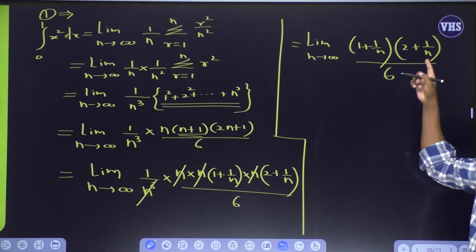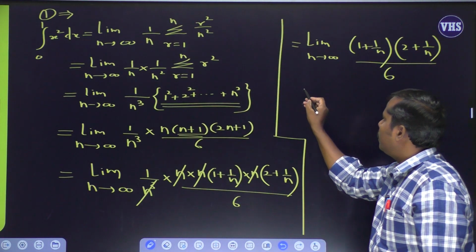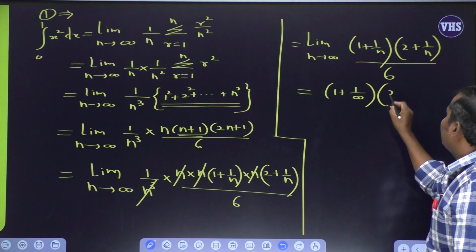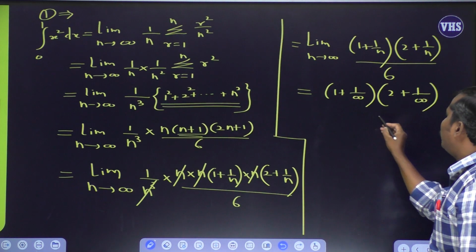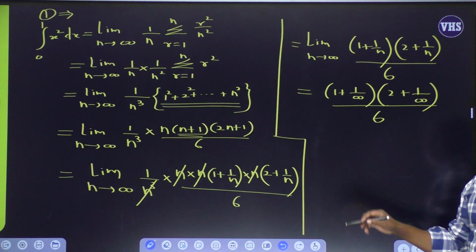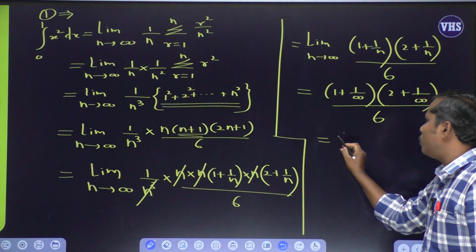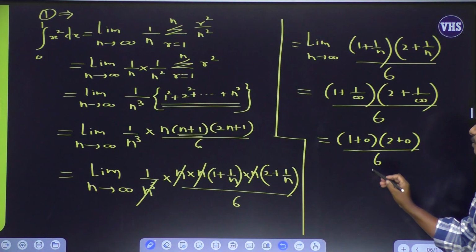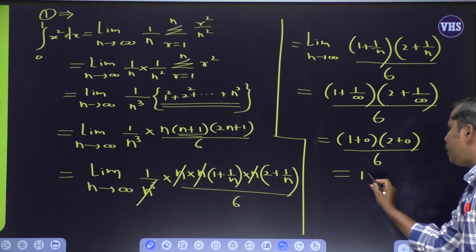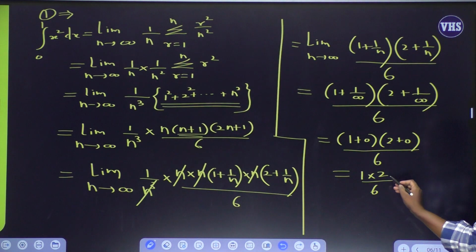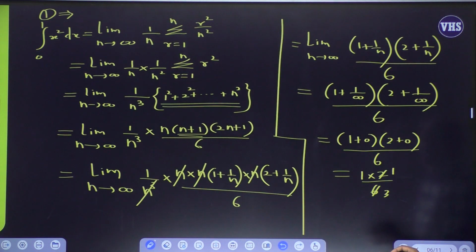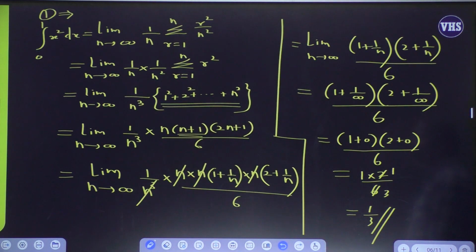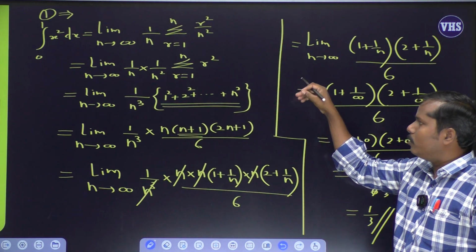Now you put n equal to infinity. Wherever you have n, replace it by infinity. What are you getting there? 1 plus 1 by infinity into 2 plus 1 by infinity, whole divided by 6. Since you know that 1 by infinity is 0, so 1 plus 0 into 2 plus 0, whole divided by 6. Which implies 1 into 2 by 6, which is 2 ones are 2, 2 threes are 6. So students, eventually you are getting the answer to be 1 by 3. So step by step you can do it, but you have to take written practice.